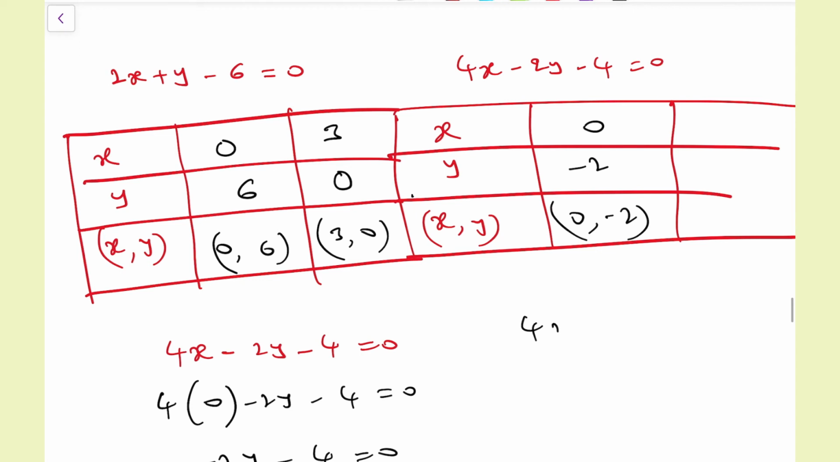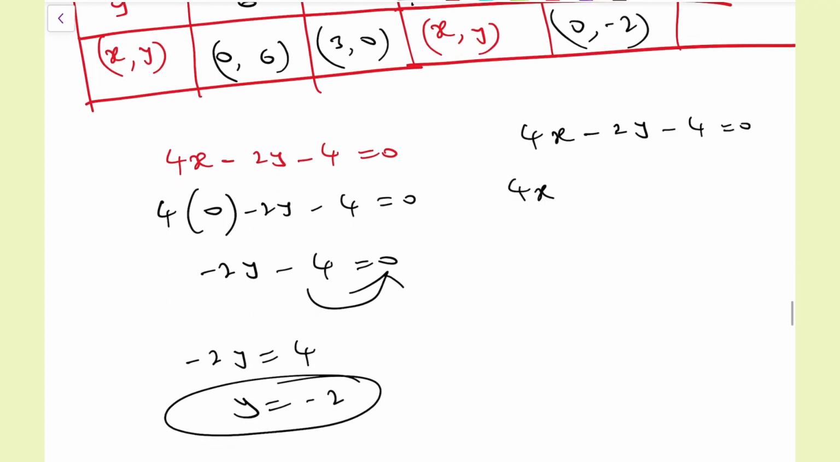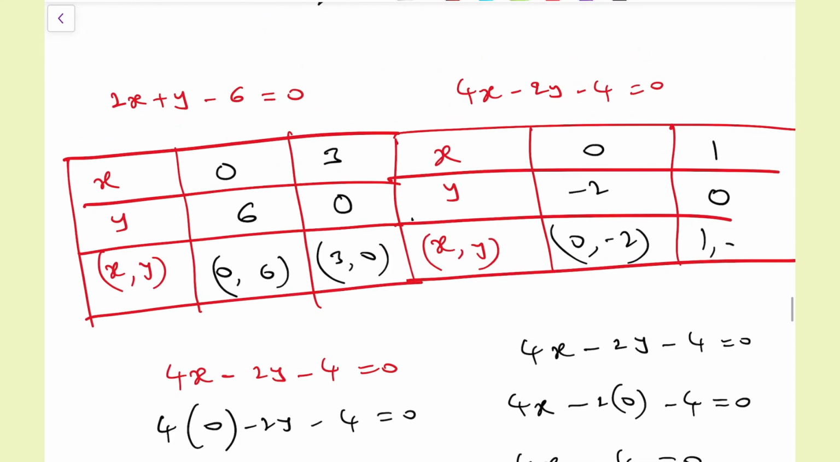Take the same equation again, 4x minus 2y minus 4 equals 0. Now in the place of y I will substitute 0. So 4x as it is, minus 2 into 0 minus 4 equals 0. 4x, 0 is not necessary, so minus 4 equals 0. Take minus 4 to the right side. 4x equals 4. Then x value will be 1. Right, here 1. So the point will be 1 comma 0.